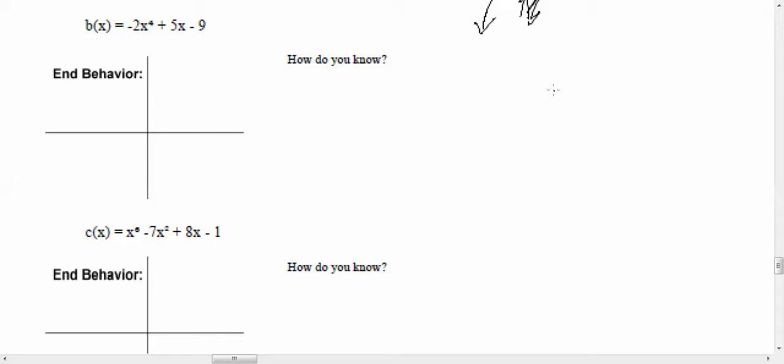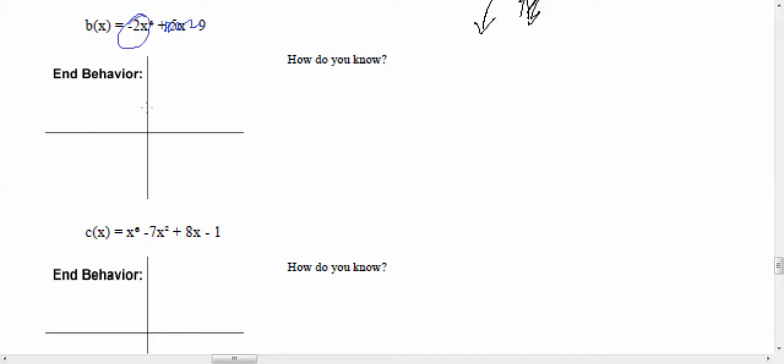What up? We're going to be taking a look at the end behavior of these things, and I'm going to go pretty quickly. We're going to try a few of them. This one is f(x) equal to negative 2x to the fourth plus 5x minus 9. We can kind of disregard these last terms because the only important term here is the leading coefficient.